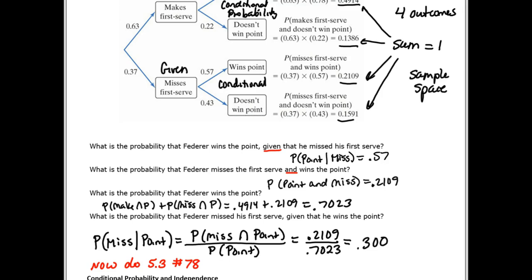To make sure that you understand how to do a tree diagram and use that to find some conditional probabilities, I would suggest that you do 5.3 number 78 and then watch the video about that to make sure you did it correctly.